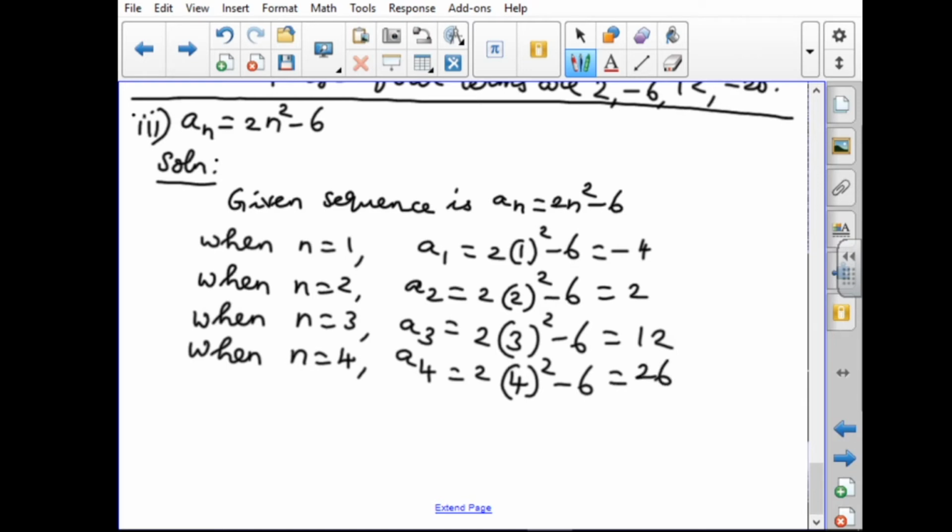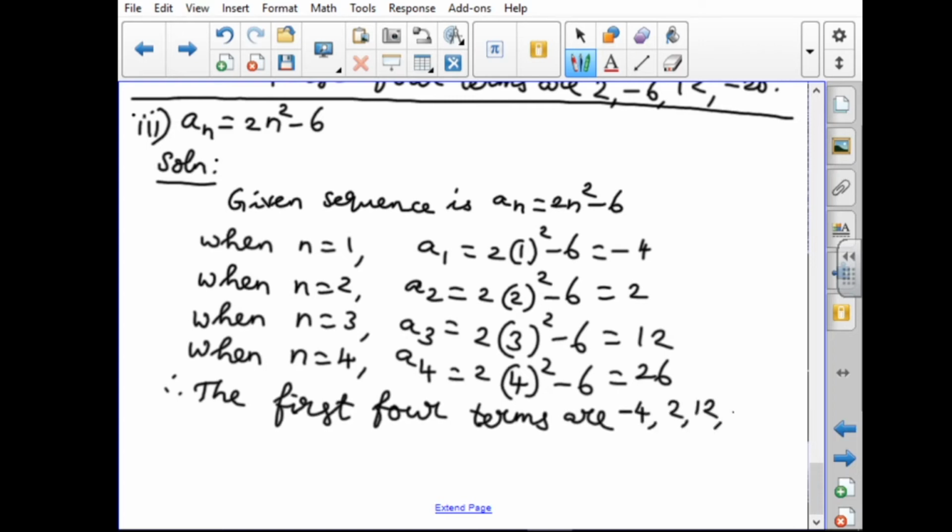Now we have got the 4 numbers. That's the answer. Therefore, the first 4 terms are -4, 2, 12 and 26. That's all.